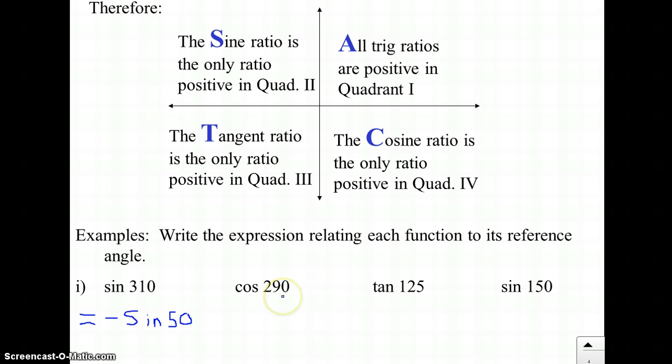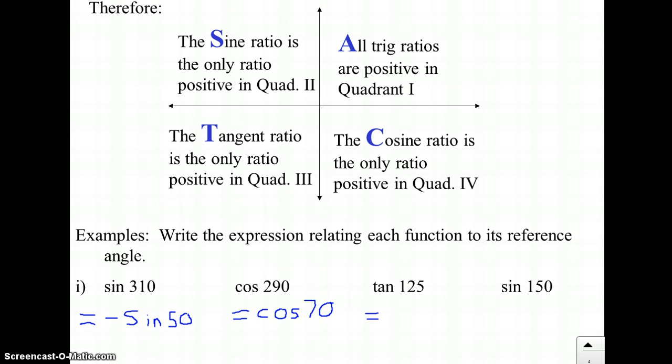Look at cosine of 290. Reference angle of 290, figure that out. Looks like it's 70 degrees. And for a 290 degree angle in quadrant 4, cosine is positive. So this one should be cosine of 70, the same thing.